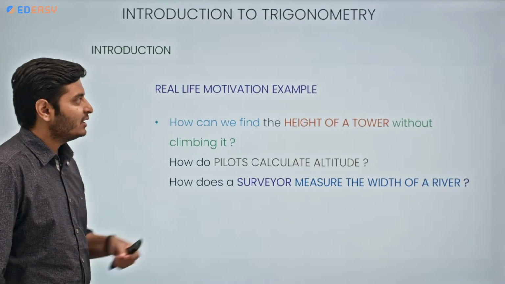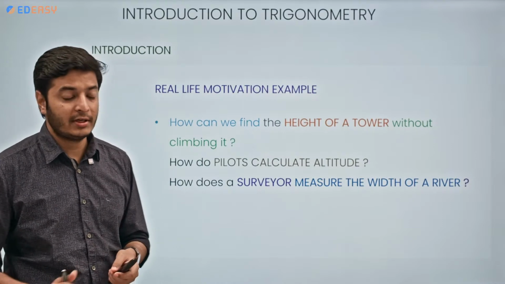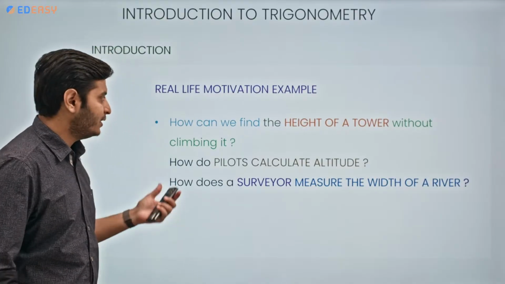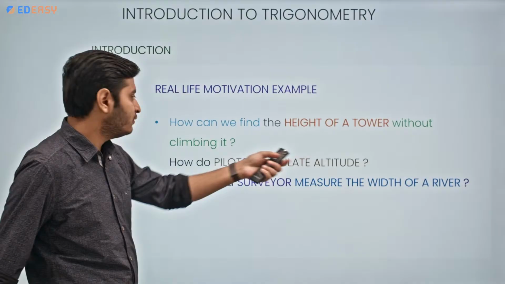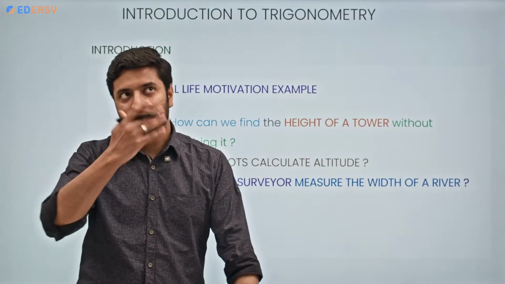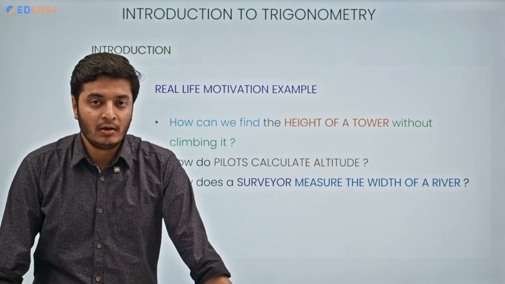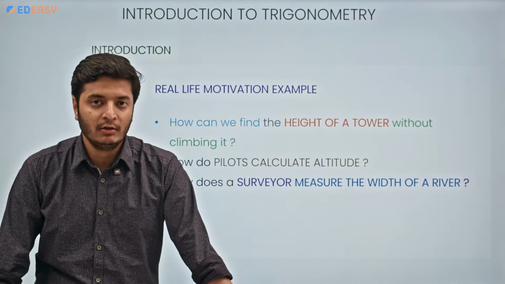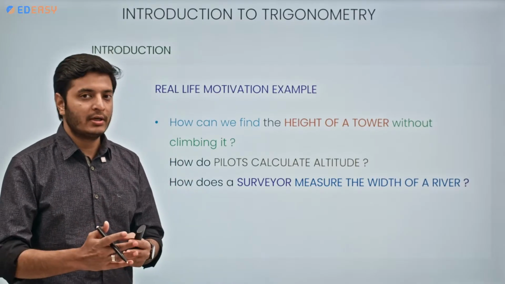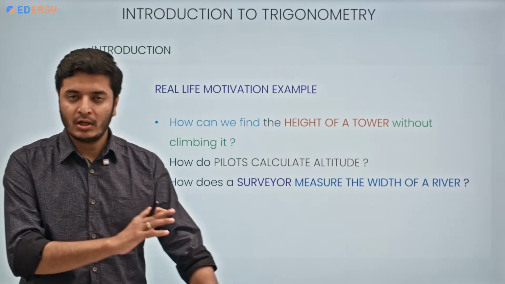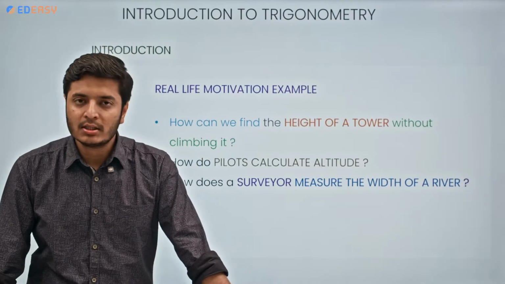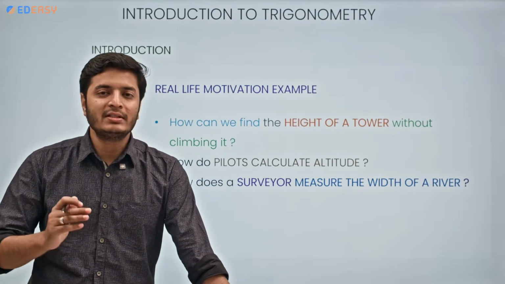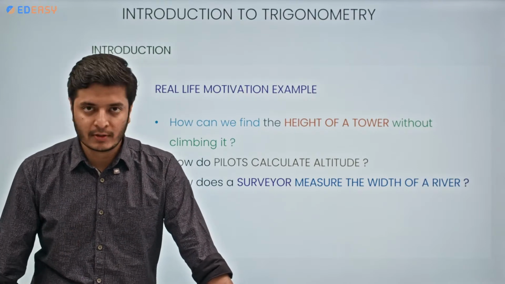Now, real life examples. What are some real life examples? One example I gave you about Mount Everest. Then we have how can we find the height of a tower without climbing it. Suppose we have a tower and we are afraid of heights, we don't want to climb it, but we want to know the height of that tower, then what can we do? We can use trigonometry. The next chapter after introduction to trigonometry is heights and distances, correct? Or some applications of trigonometry. There you will be seeing the real life applications of trigonometry, correct?